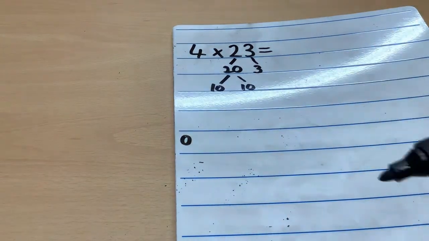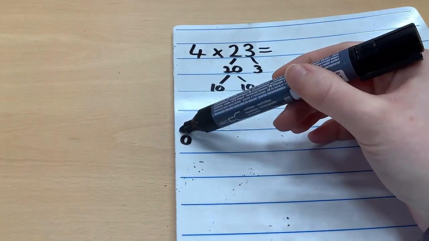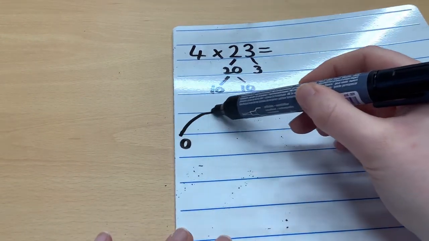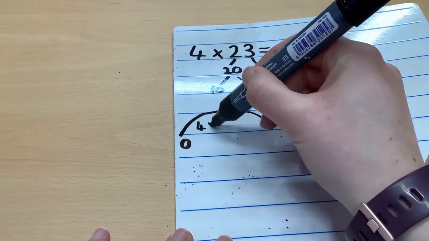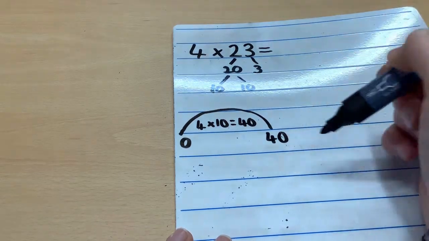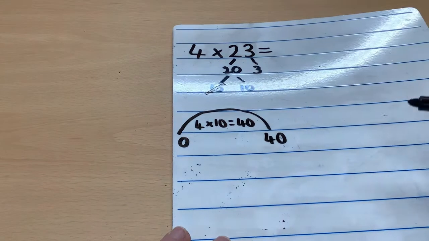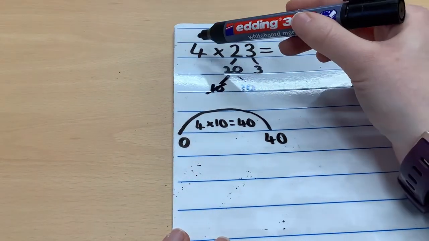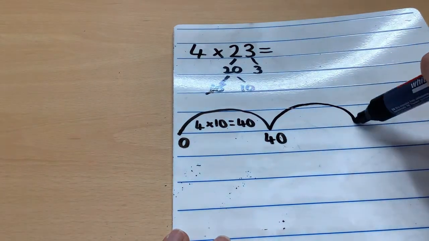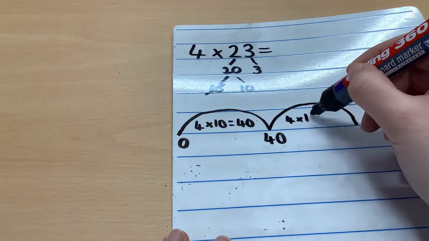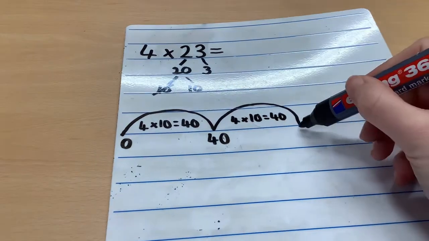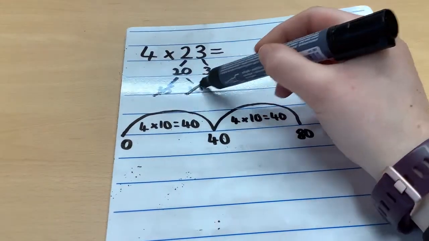So I start with my 0 in the left-hand corner, and I do 4 multiplied by 10 first. So 4 multiplied by 10 equals 40, and the 40 goes underneath there, and I'm going to cross that off so I remember that I've done that. Next, I'm going to do my other 4 multiplied by 10 as a jump. 4 multiplied by 10 equals 40, so I've got to do 40 add 40, which equals 80, and I'm going to cross that off again.